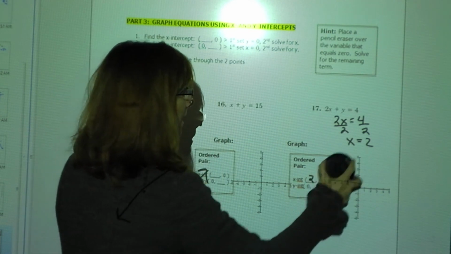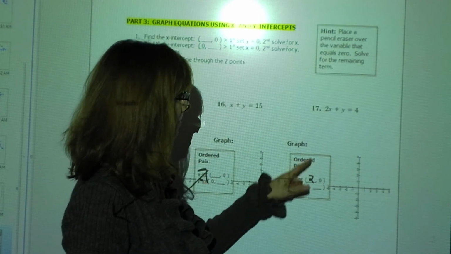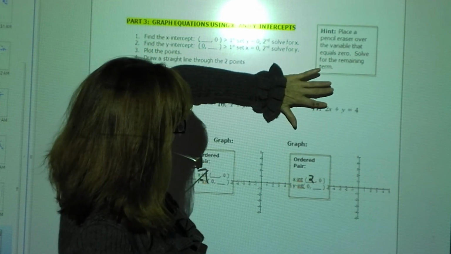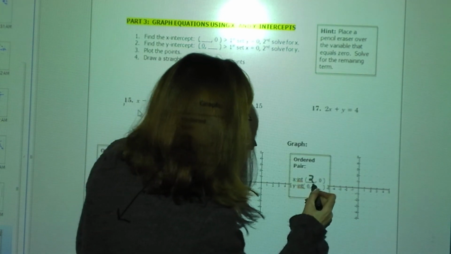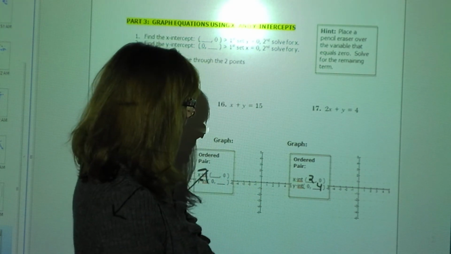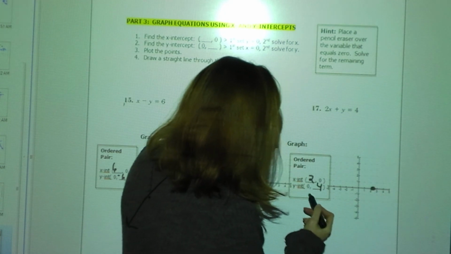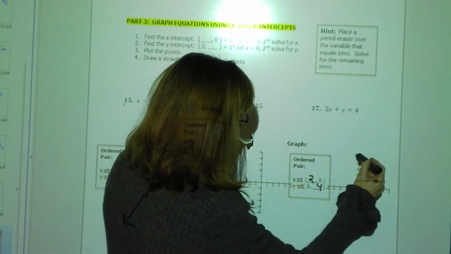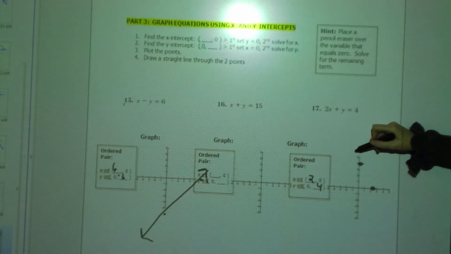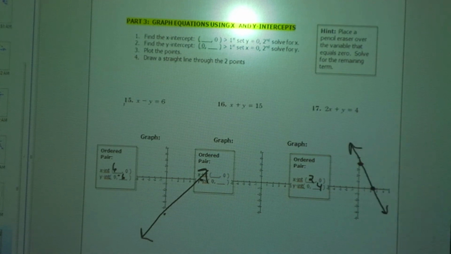And now I'm going to erase that. And the second time, I want to find my y-intercept. So now I'm going to let x equal 0. So again, if x is 0, pretend that term isn't there. Y is going to equal 4. So the points that I have are (2, 0), so here's (2, 0), and (0, 4). And again, I'm going to take my pencil and I'm going to draw a line through those 2 points. Okay, and that's the graph of that line.